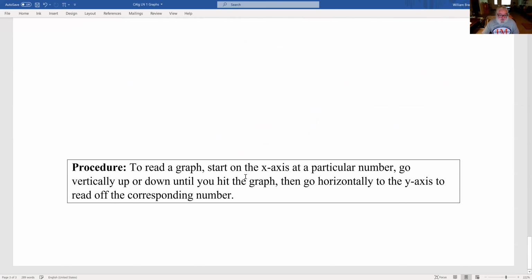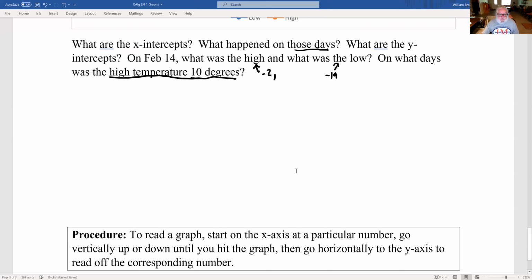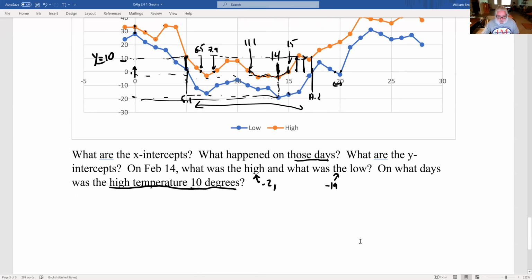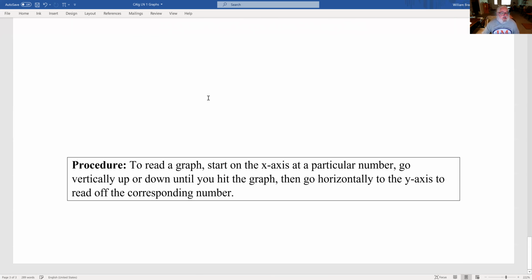So to read a graph, start on the x-axis at a particular number, go vertically up or down until you hit the graph, and then go horizontally to the y-axis to read off the corresponding number. Right, and that's this procedure from 14. That's my x value. We go down till we get to the graph, and then we read off the y value. Okay, so that is that lecture.